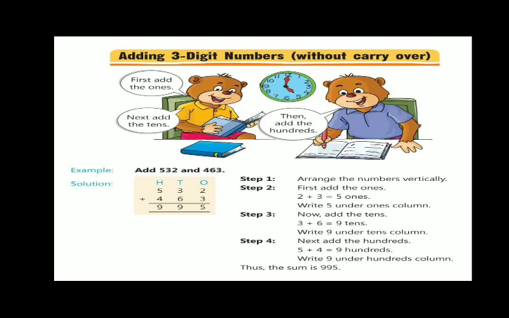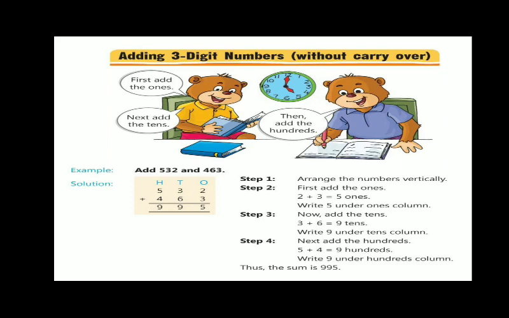2 and 3 are in ones place, so they are placed in ones place. 3 and 6, and then 5 and 4. And then we'll start adding with the digits. Addition of the digits in the ones place will start. Here in ones place it is 2 and 3. So 2 plus 3 is equals to 5 ones, and you will write 5 under the ones column.